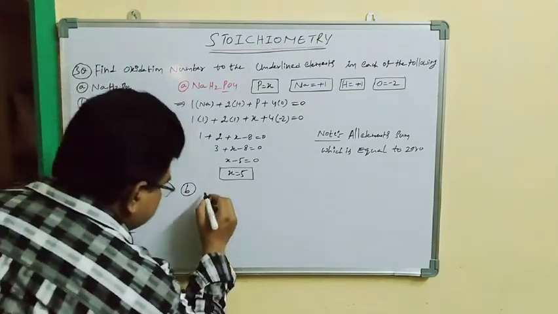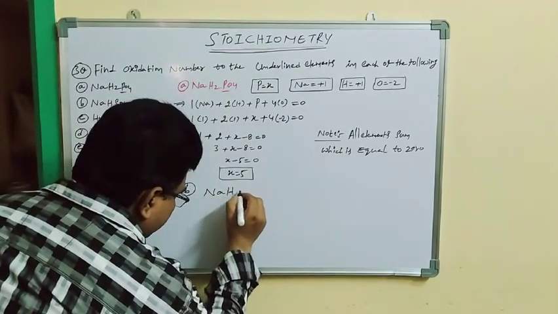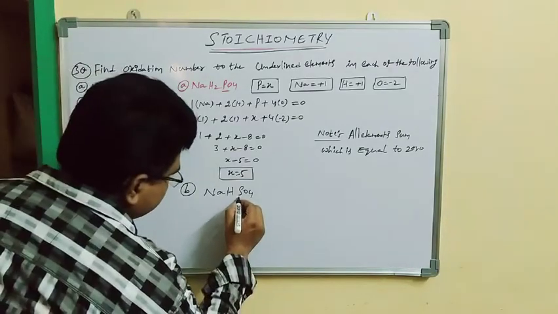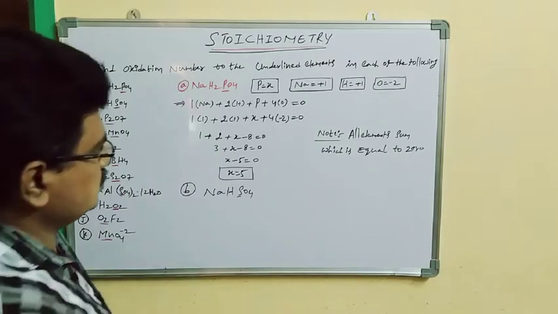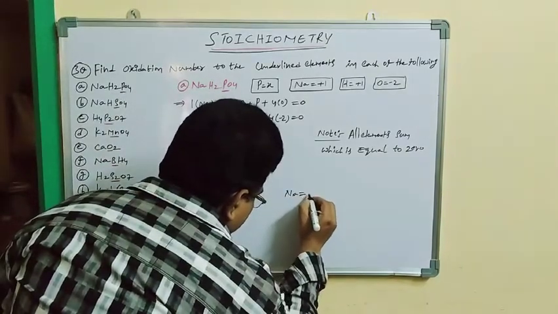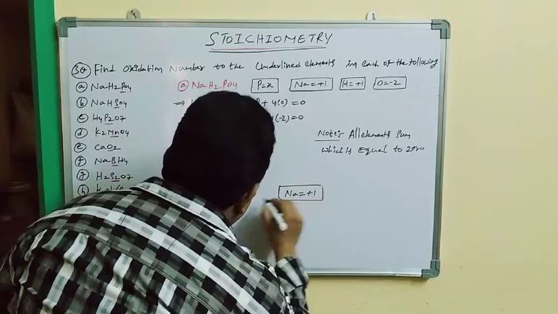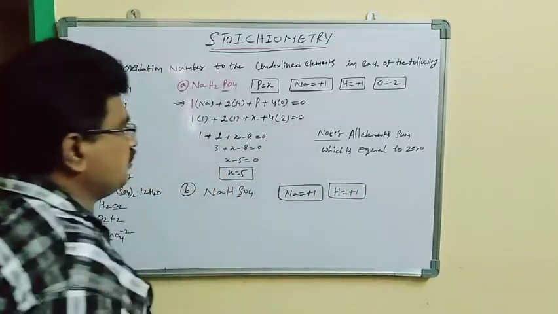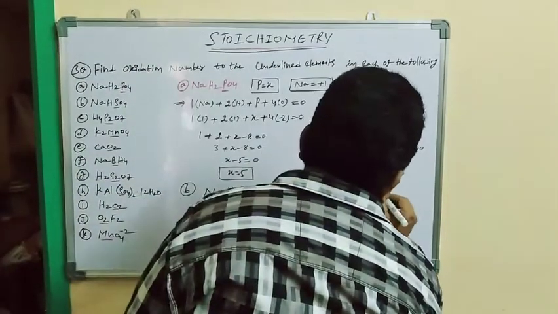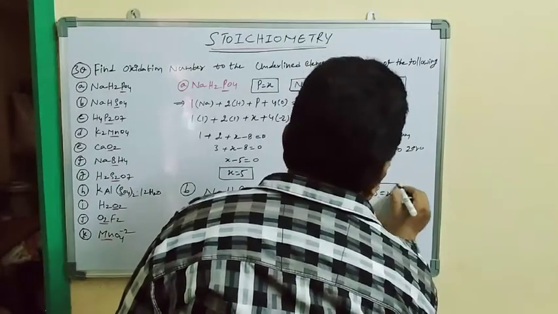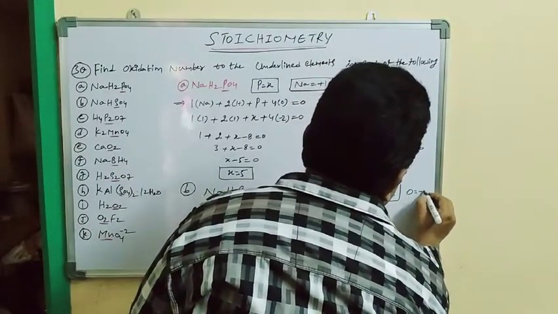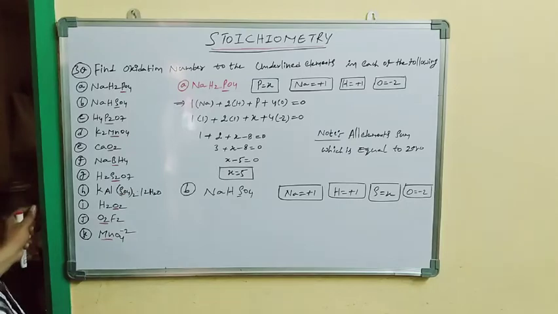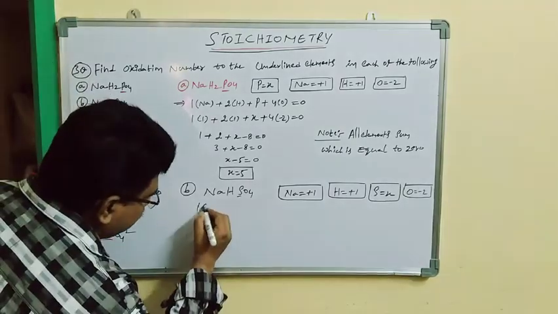B, NaHSO4, sodium hydrogen sulfate. Here the underlying element is sulfur. Sodium charge 1, hydrogen charge 1, so these are 1A group elements. Sulfur is taken as X, oxygen is minus 2. So I am directly substituting here. How many sodiums are there? 1, so 1 into sodium charge.